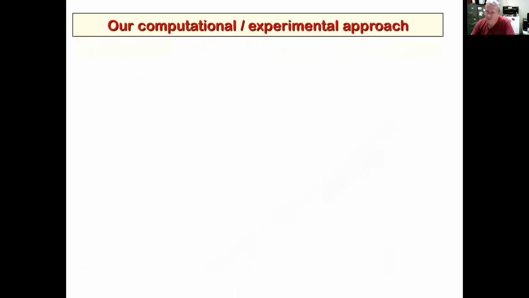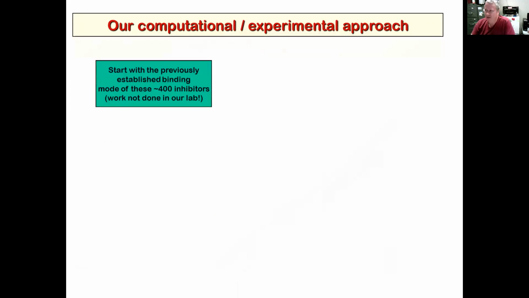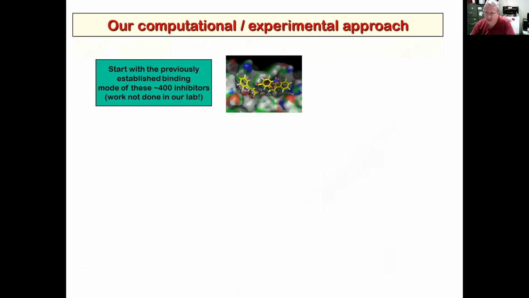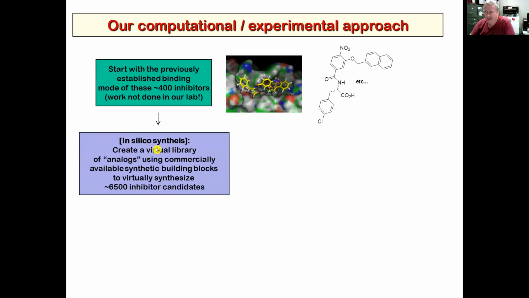So what is our experimental approach? Our approach was to start with that previously established 400 inhibitor library, not done in our lab, and that binding conformation that I created. We found a structure of GP41 and created this hypothetical binding conformation. Start with their compounds, and then do in silico synthesis, create a virtual library of analogs using commercially available synthetic building blocks to make about 6,500 inhibitor candidates, right? So start with their 400 inhibitor library, that's a real library, real compounds, and make 6,500 compounds using in silico synthesis.